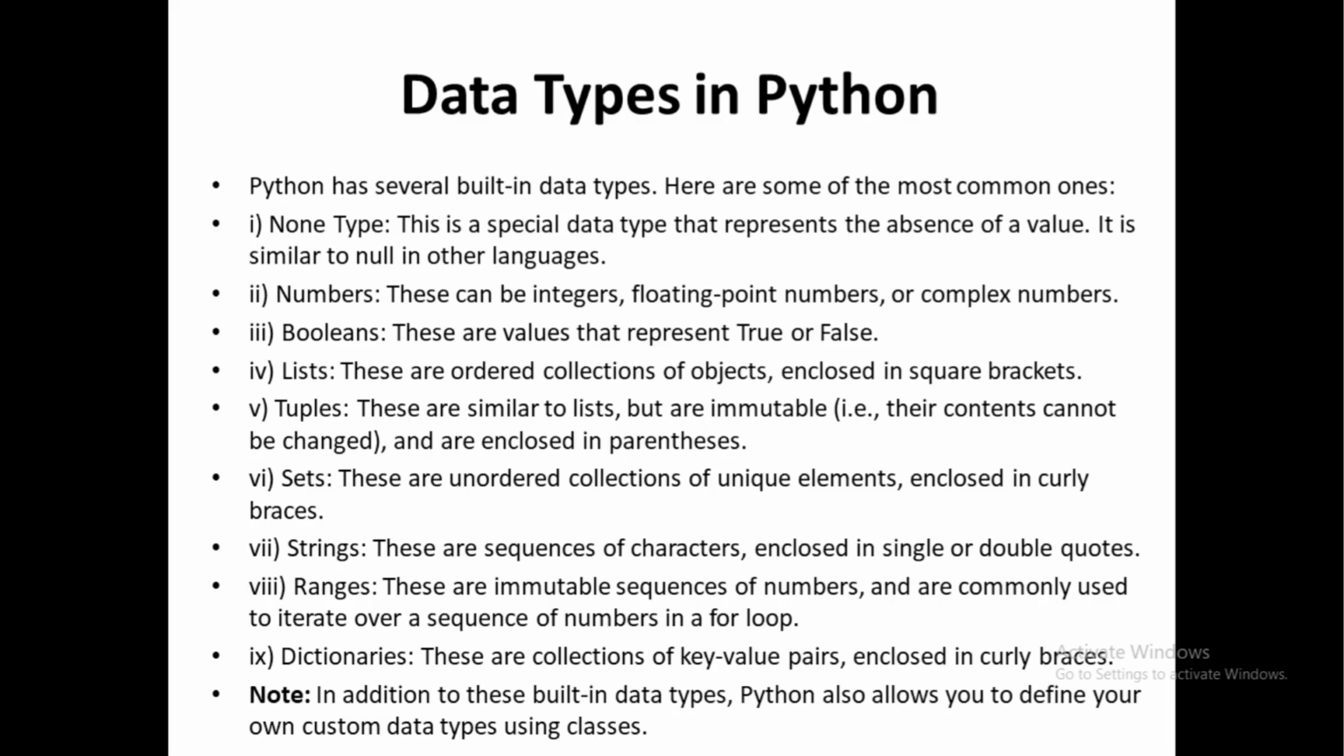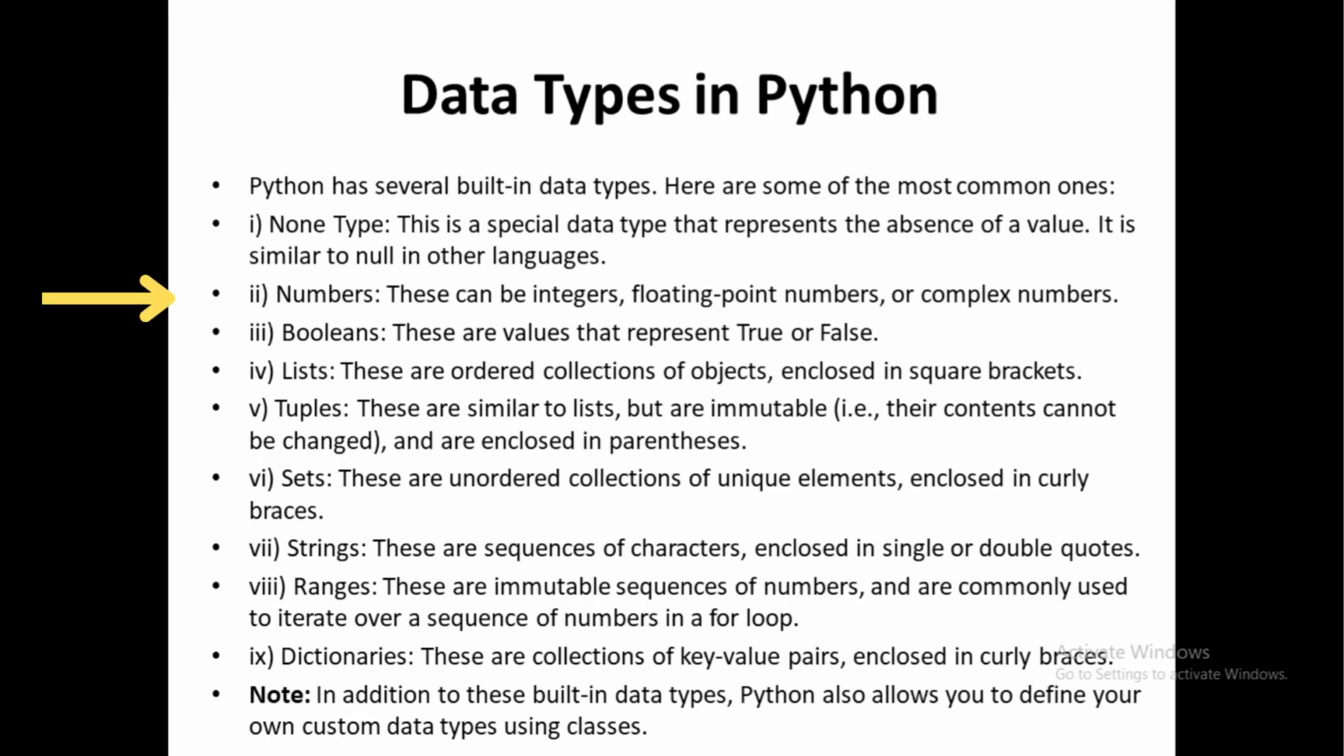None type is a special data type that represents the absence of a value. It is similar to null in other programming languages. You know the null data type in Java; in the same way we will be using None in Python.